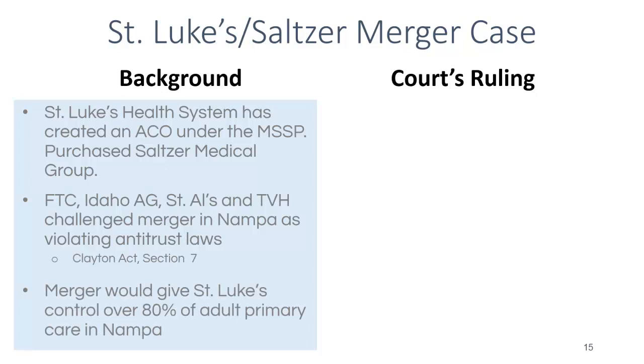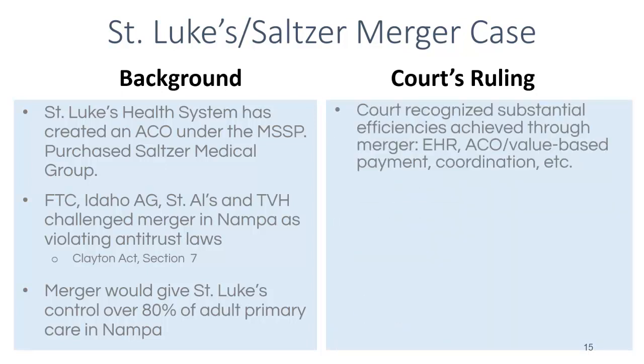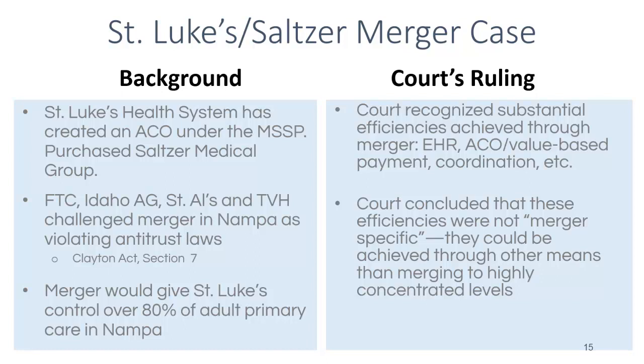There's a whole lot of facts in this case, but the Federal District Court found that the merger would give St. Luke's control over 80% of the adult primary care market in Nampa, and determined that this high level of market share and market concentration was problematic. The court recognized that St. Luke's was undertaking a number of activities to increase the efficiency of care by adopting an electronic health record, becoming an accountable care organization, undertaking other efforts to transition to value-based payment, and care coordination. But the court concluded that these efficiencies were not merger specific, meaning that St. Luke's could have achieved these efficiencies through means other than merging to highly concentrated levels. So the court struck down the merger as violating antitrust law. Of course, there's much more to this case, but hopefully that provides the gist of it.